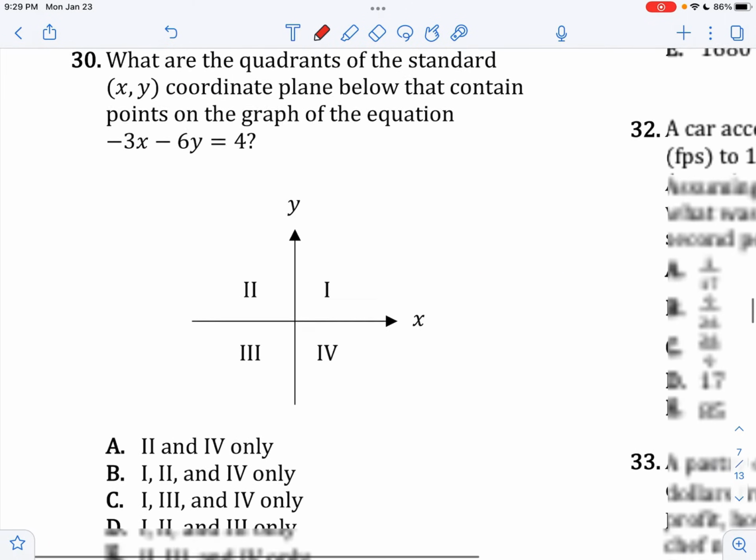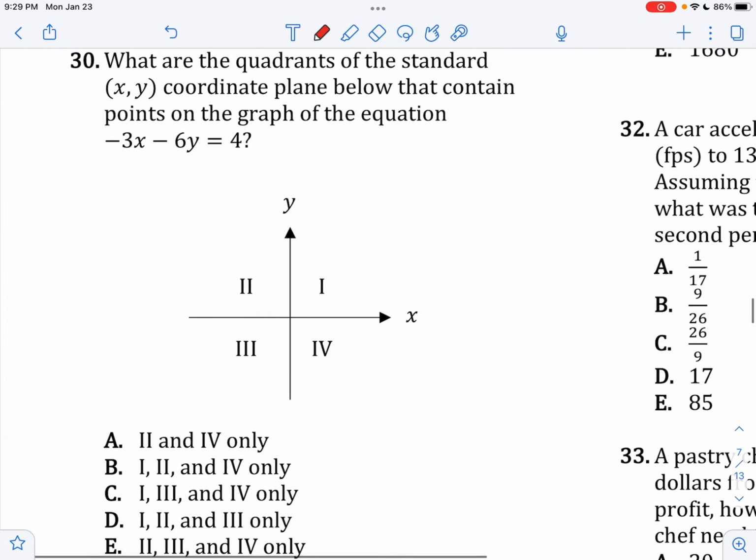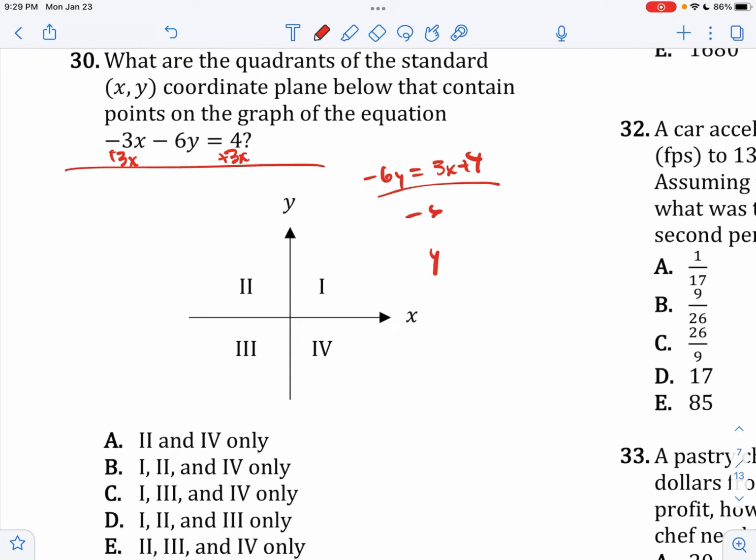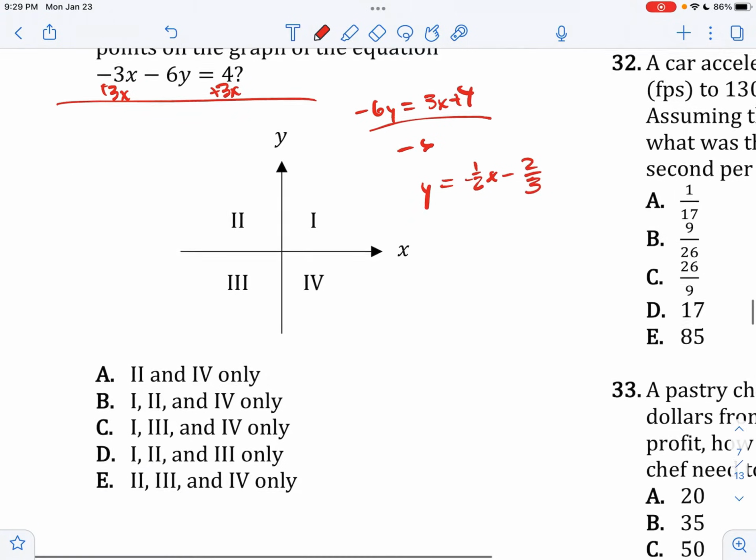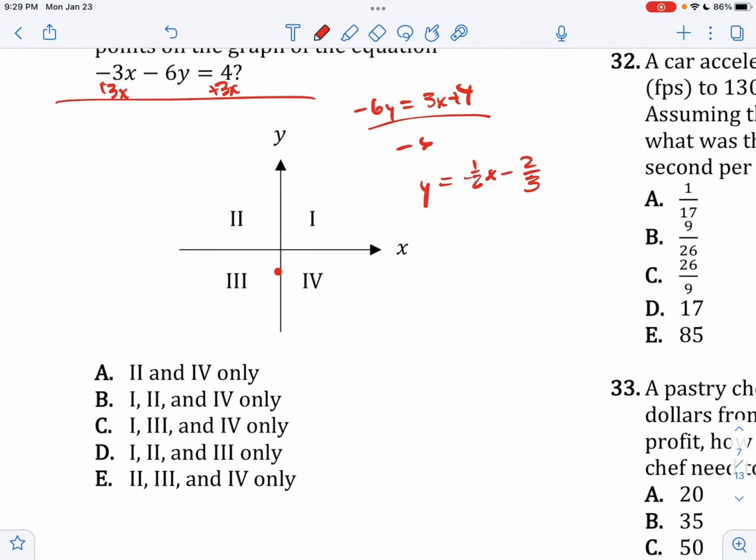What are the quadrants that contain points in the graph here? So let's first convert to y equals mx plus b. Add 3x, add 3x. So you get negative 6y is equal to 3x plus 4. Divide everything by negative 6. Y is equal to negative half x minus 2 over 3. Okay, so the negative 2 over 3 is your y-intercept, and then you have a slope of negative half. So it looks approximately like this. So everything but the first quadrant.